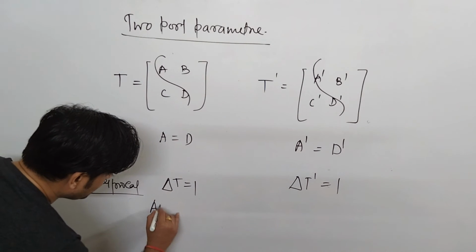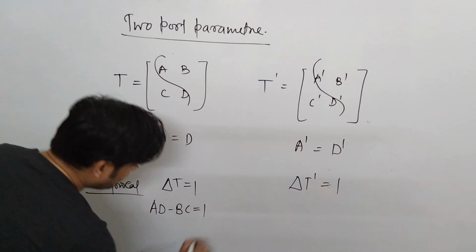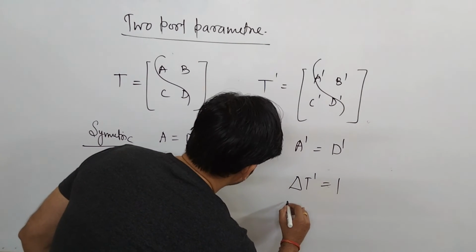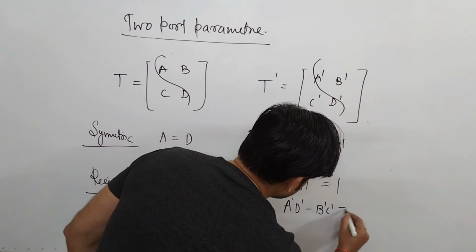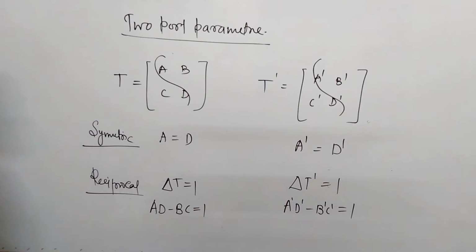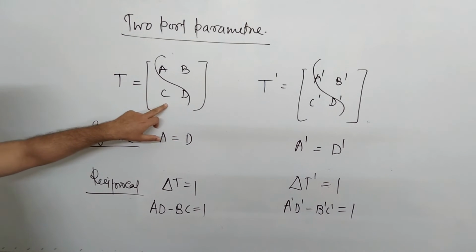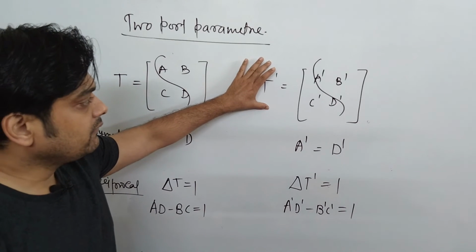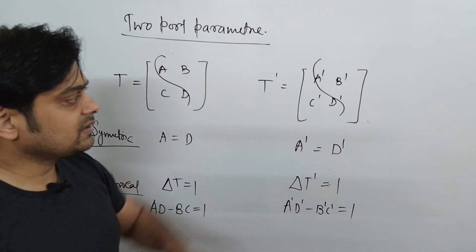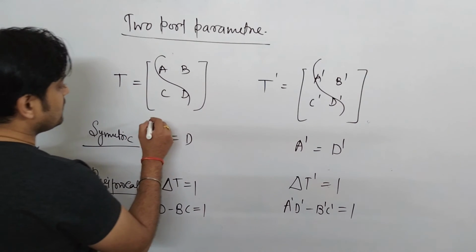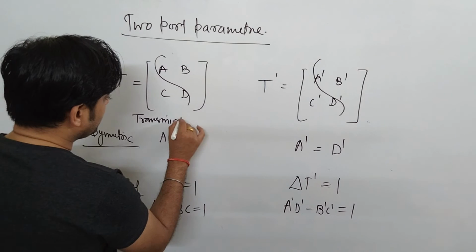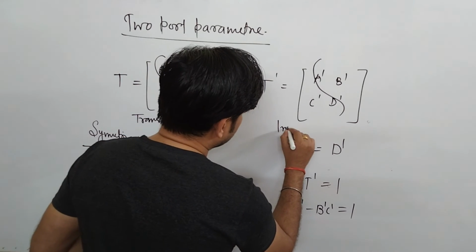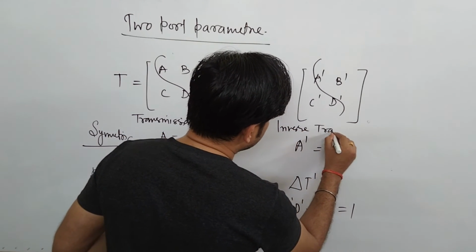So you can say that it is AD minus BC is equal to 1, and here it is A dash D dash minus B dash C dash, that is equal to 1. So this is all about the condition of two-port network in case of transmission parameter, that is ABCD parameter, and it is inverse transmission parameter, that is A dash, B dash, C dash, D dash. Okay, this is your transmission parameter, very important, and this is your inverse transmission parameter. So don't confuse.